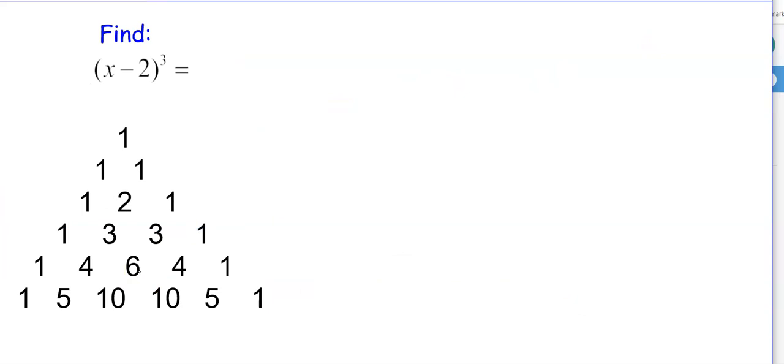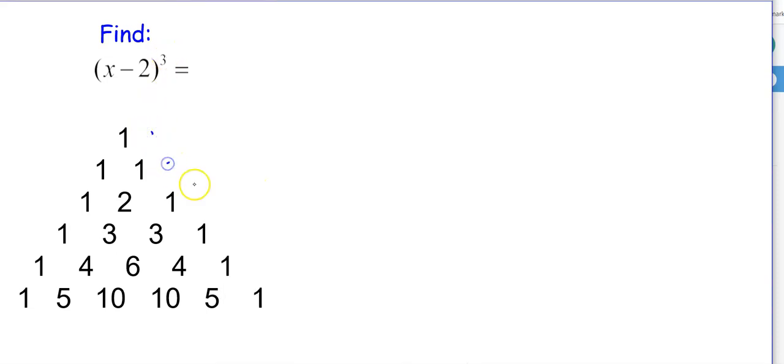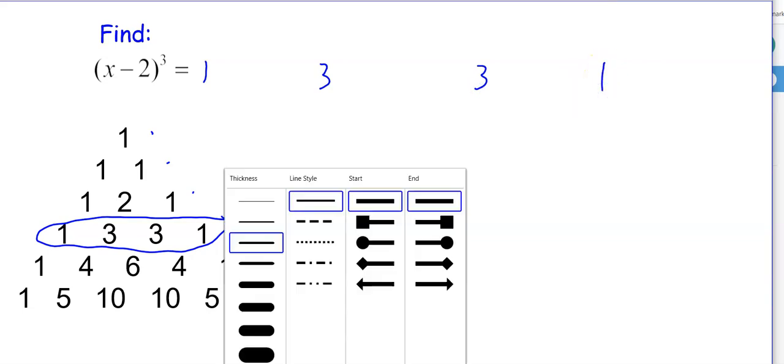Now let's try a harder version. When you have a negative in there, it's definitely going to be a little bit more challenging. So let's figure out which row we're dealing with here. This is third power, so 0 power, first power, second power, third power. I'm going to circle this row because that represents the third power coefficients. So I'm going to write out the 1, 3, 3, and 1, and space those out.